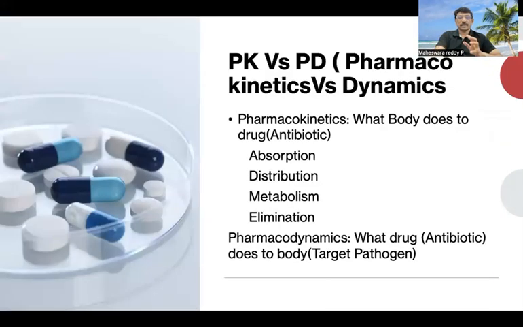The traditional classification is there, and we don't need a detailed PKPD. There is pharmacokinetics and pharmacodynamics of antibiotics, but you need some basic PKPD of the drug for better use of drugs. Pharmacokinetics is what the body does to the antibiotic. As we all know, there are four steps: absorption, distribution, metabolism, and elimination. Pharmacodynamics is what the antibiotic does to the pathogen.